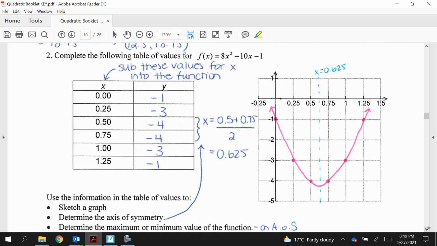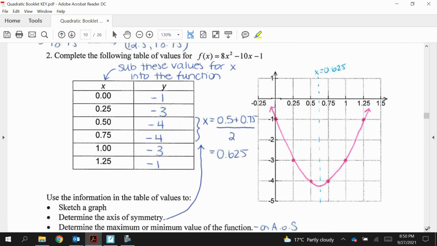Previously we said it wasn't easily factorable, so you could make yourself a little table of values for that. It's giving me what my x values would be: x equals 0, x equals 0.25, x equals 0.5, and so on. To solve for the y values, you just substitute these values for x into the original function and get your corresponding y value.